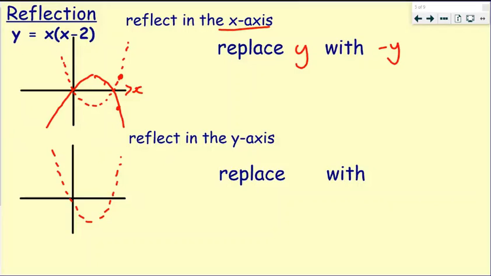So consider what is happening to the coordinates of any point. The x coordinate is staying the same, the y coordinate is changing, and we replace it with minus y. So again, we've got this opposite idea going on.